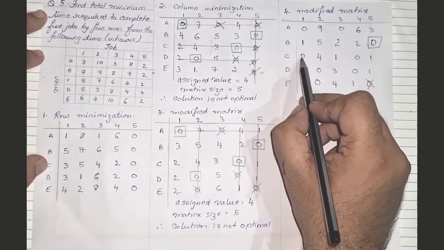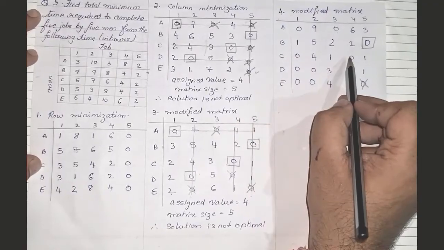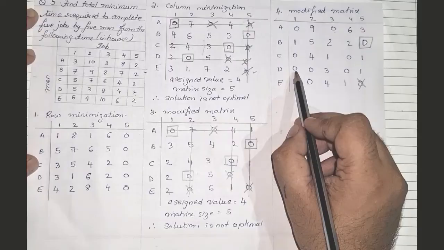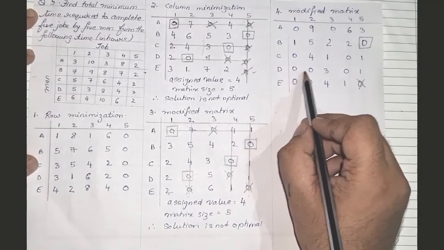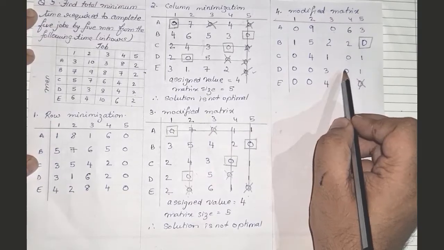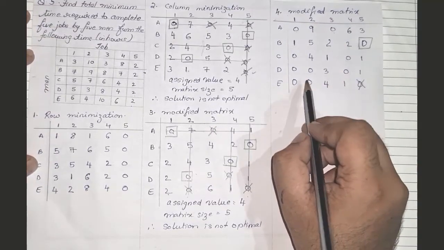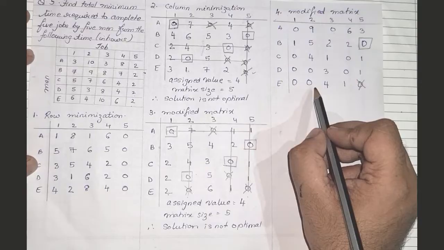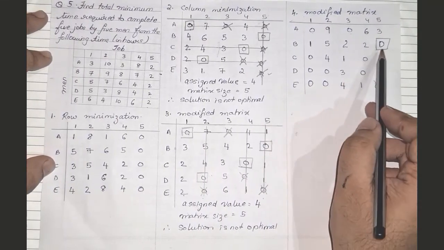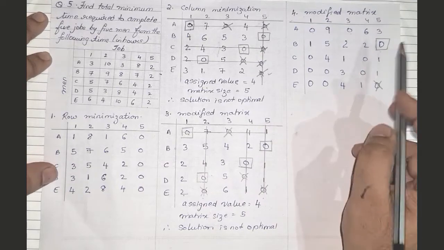The third row has two zeros, can't do anything. The fourth row has 3 zeros, again can't do anything to that. The fifth row again has two zeros, can't do anything. So in the rows we were only able to do one of the rows. So now we start the column wise.